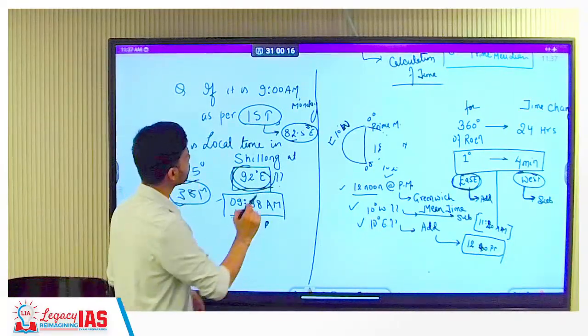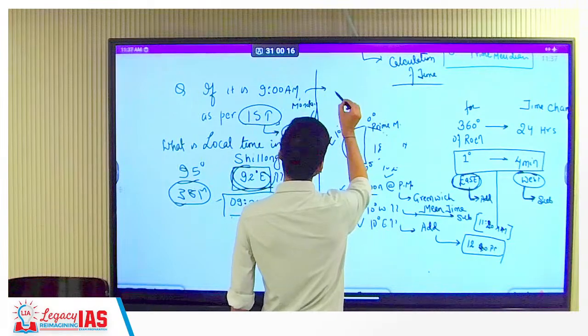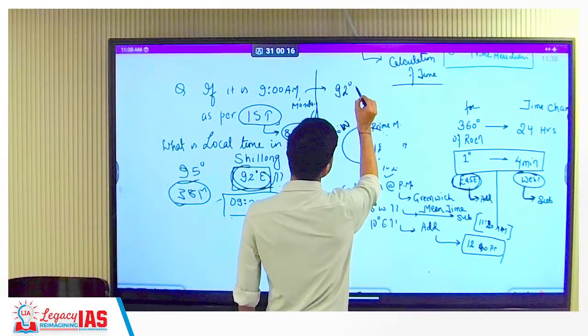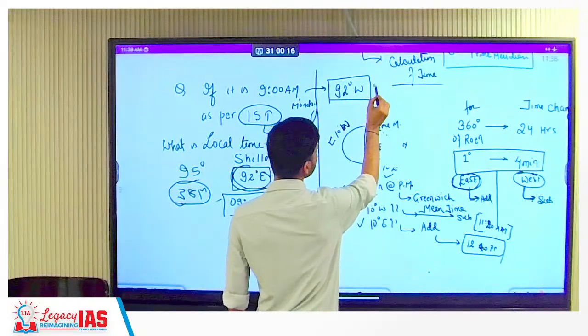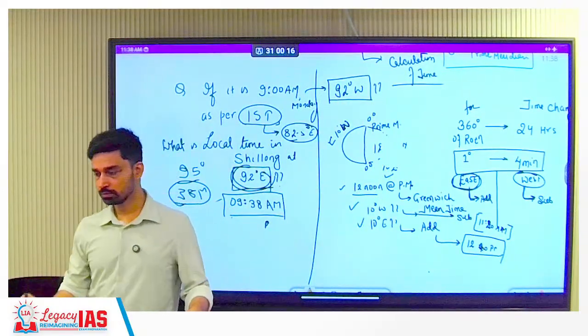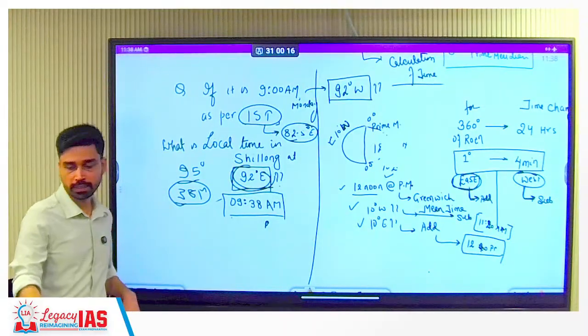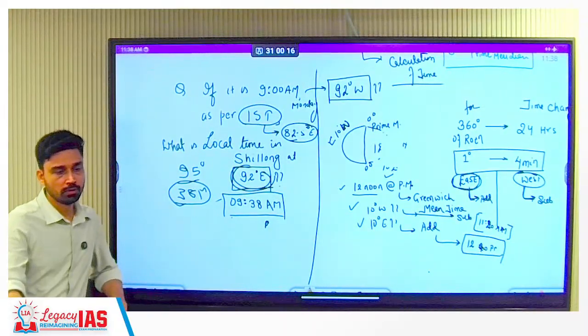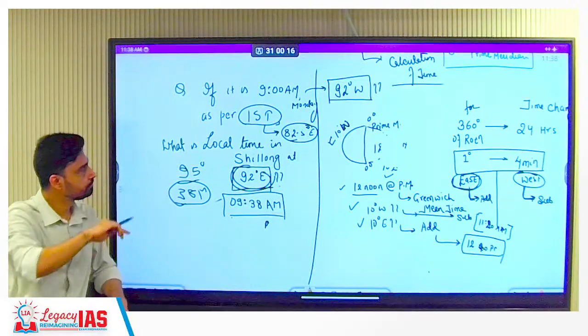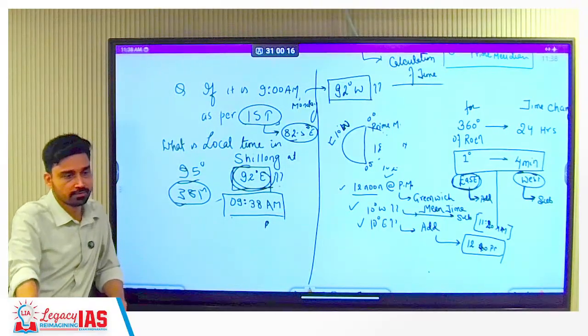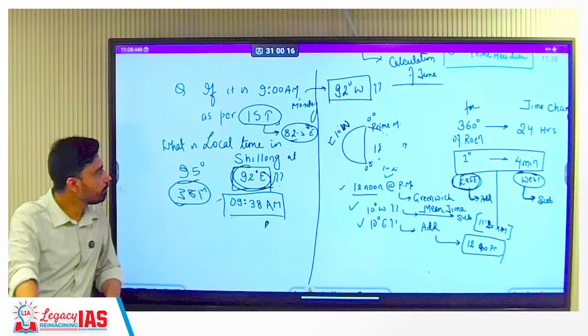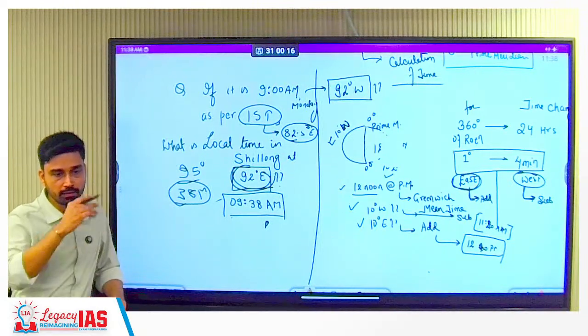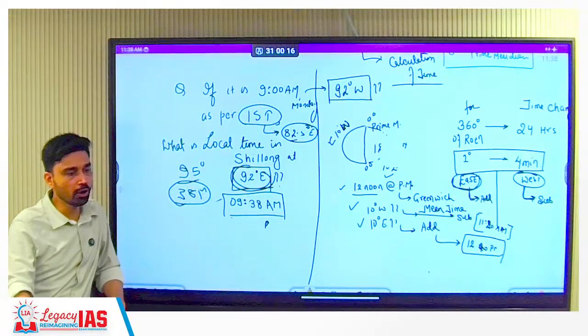If the question is the same and just one change is made here, that this is the time at IST, what should be the local time at 92 degrees west? Okay, so calculate it. Same question. Think and calculate. 9 a.m. as per Indian Standard Time, Monday. What should be the time at 92 degrees west? If you visualize the longitude, you will be able to calculate.